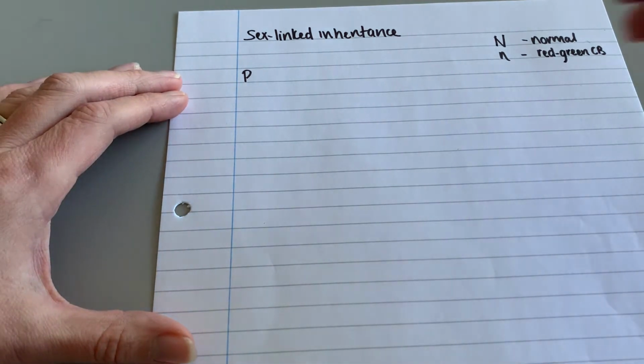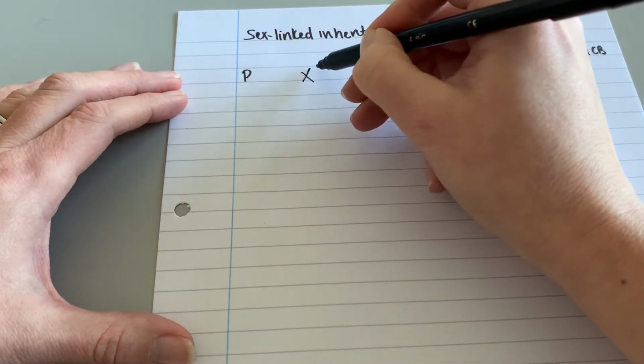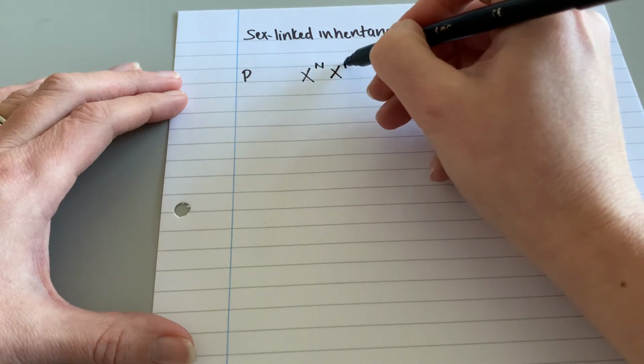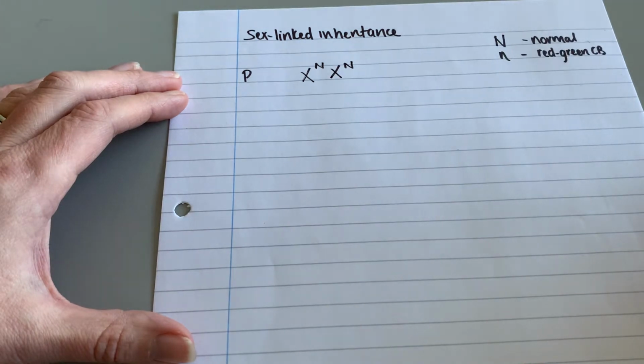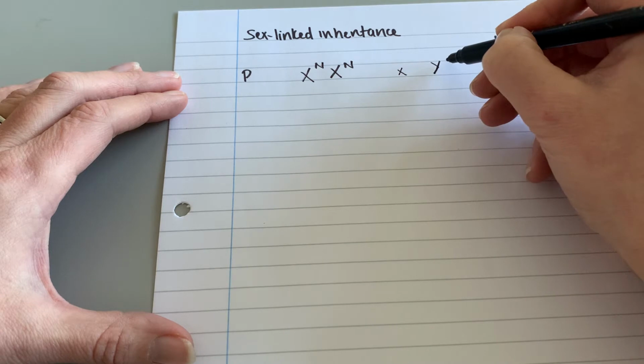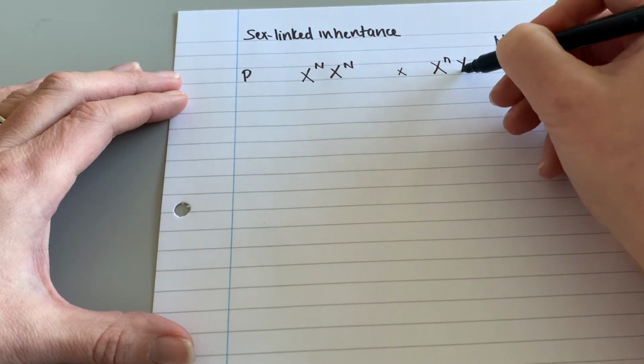In this instance, our female is going to be normal. So she's X big N up here, X big N. She's homozygous for normal vision. And we're going to cross her with a male who is colourblind. So that's going to be X small n up there, and then a Y.